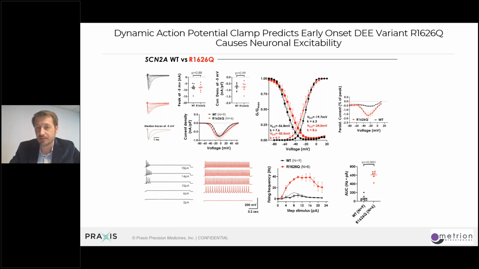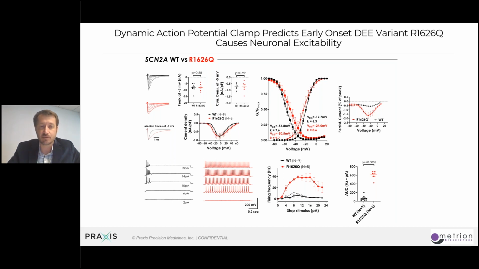On the far right at the top, you've got a persistent current, and you can see there's a dramatic increase in persistent current for the red trace, the R1626Q, compared to the wild type. So in this particular case, this variant, by voltage clamp, is a very clear prediction of gain of function. And in fact, that's what we see in the bottom traces.